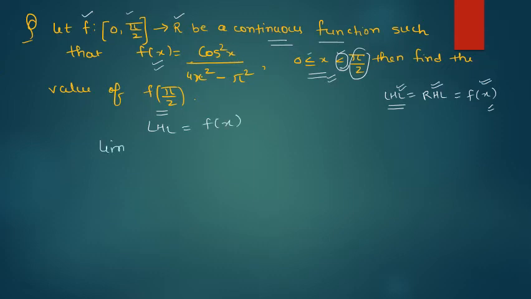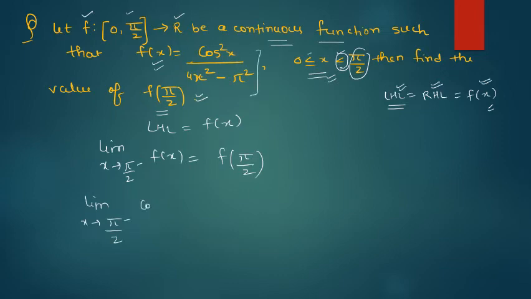That means limit x tends to pi by 2 minus, since we use the minus sign for the left hand limit, of f(x) is equal to f(pi by 2), which is what we have to find out. Now if you put the value of the function given in the question, limit x tends to pi by 2 minus of cos square x by 4x square minus pi square is equal to f(pi by 2). This is what you have to find out.